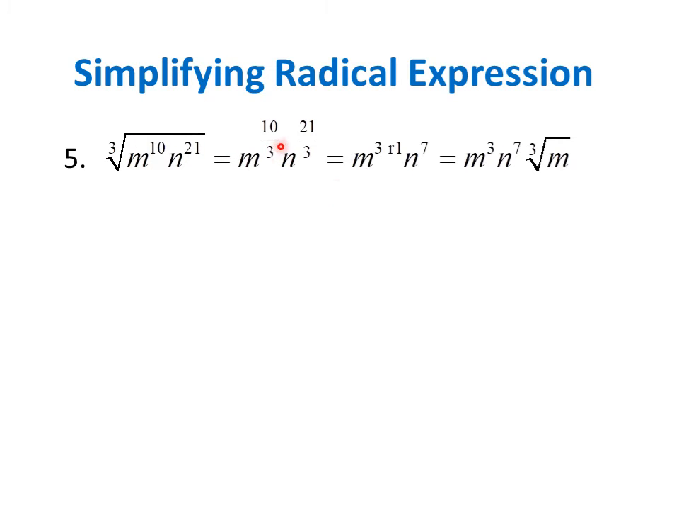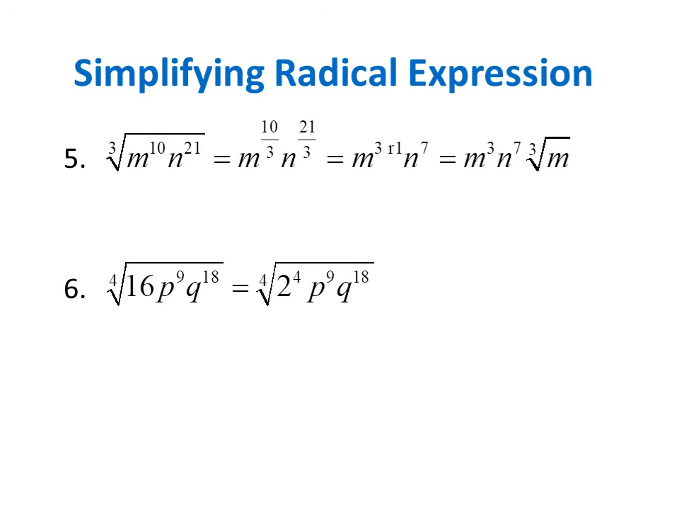Let's simplify the exponents. m to the 10 divided by 3 is 3, remainder 1. 21 divided by 3 is 7. So outside the radical symbol, we have m cubed times n to the 7. But for m, we have a remainder 1. So we have to multiply this expression by the cube root, because remember, we are getting the cube root. The cube root of m to the 1, or the cube root of m.